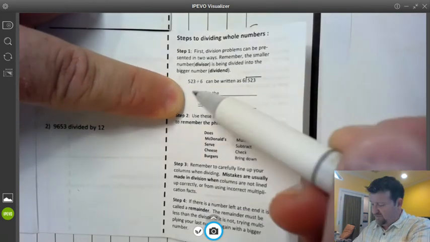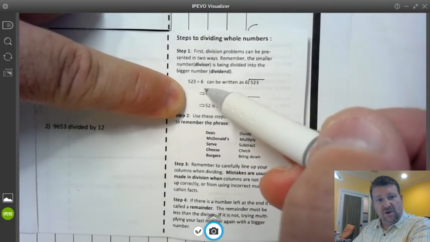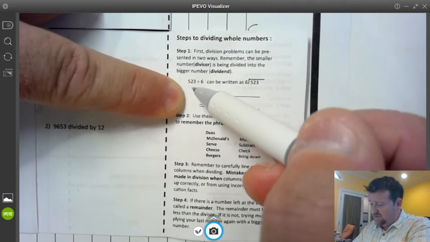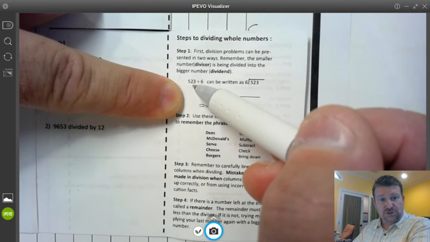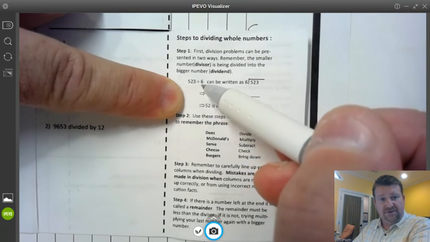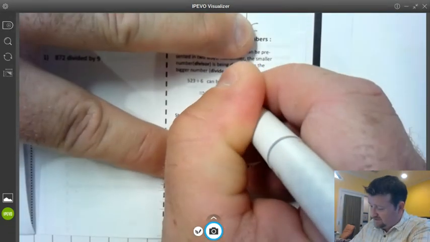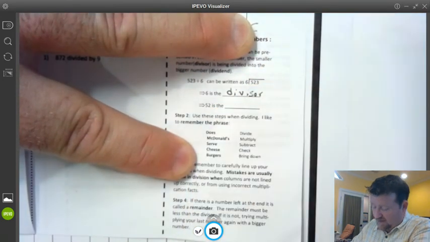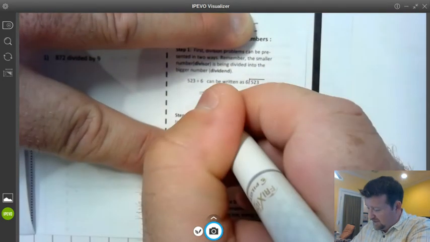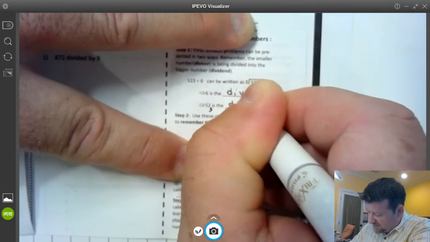So whenever we're dividing, we have a number like 523 divided by 6. We have two things we've got to talk about. The number that is being divided is called the dividend. That's usually the bigger number. And the number that is doing the dividing is called the divisor. So in this case, the 6 is the divisor. It's the number that's doing the dividing. So we're going to label that. And the number being divided, the 523, is called the dividend.